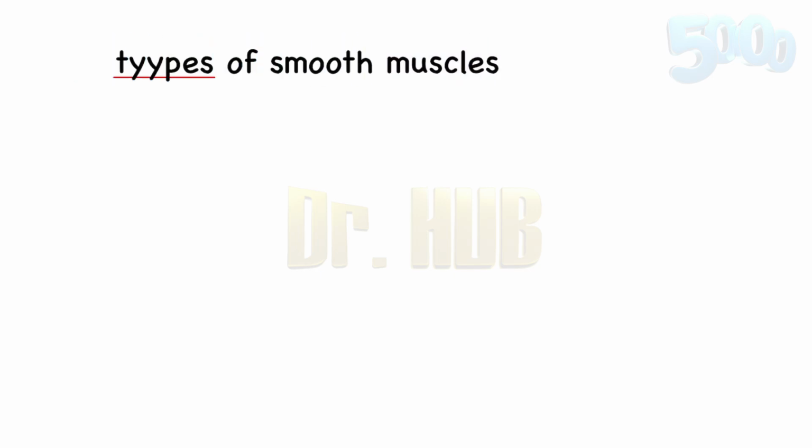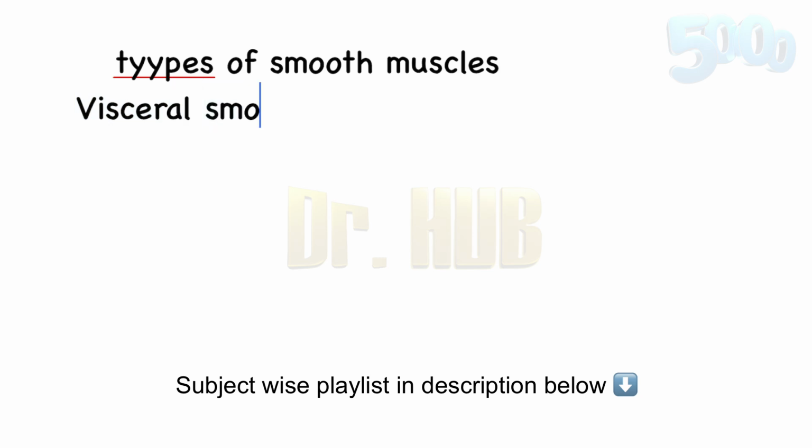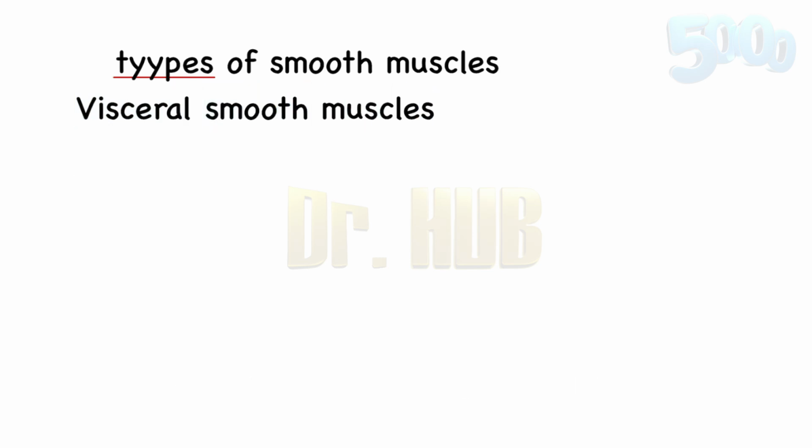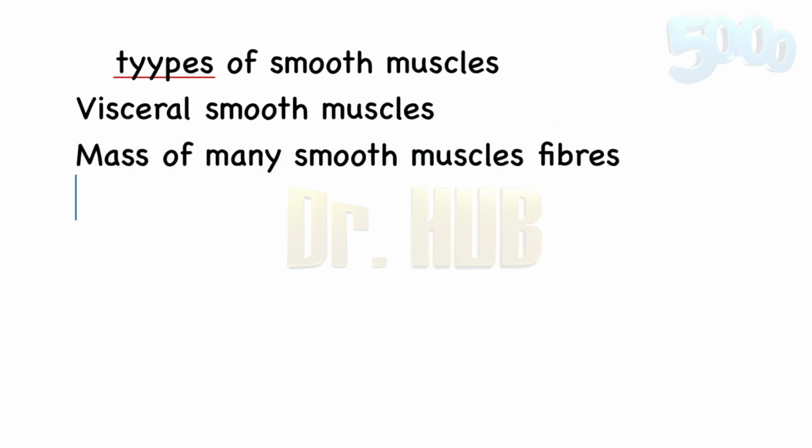Now let's look into the types of smooth muscles. The first one is the single unit, or unitary, or visceral smooth muscle. This includes a mass of many smooth muscle fibers that contract together as a single unit. So contraction happens together.